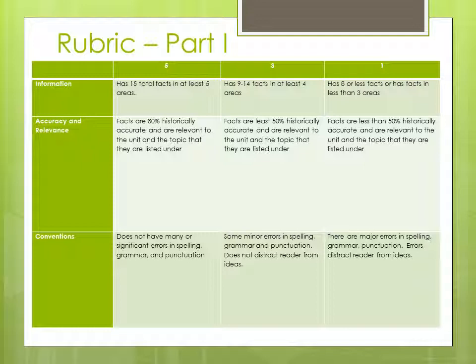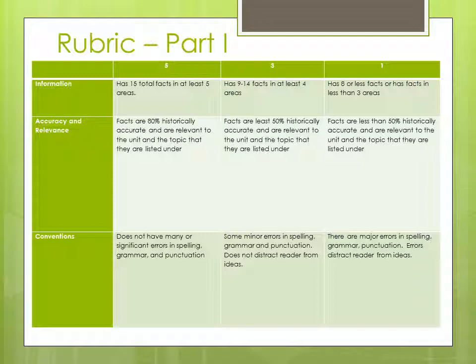I'm telling you that you have to have 15 total facts in at least 5 areas. So if you're doing the math, there are 5 areas. You have to have 15 total facts, so that means you have to have 3 facts per area. Okay, if you only have 9 to 14 facts in 4 areas, then you would only score a 3. If you have 8 or less facts, or you have facts in less than 3 areas, you would only get 1 point.